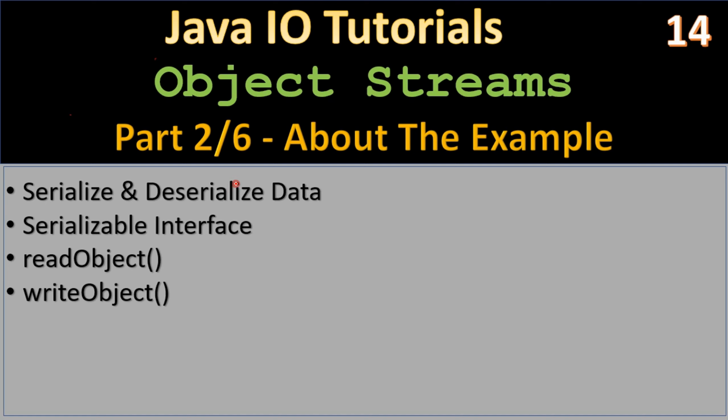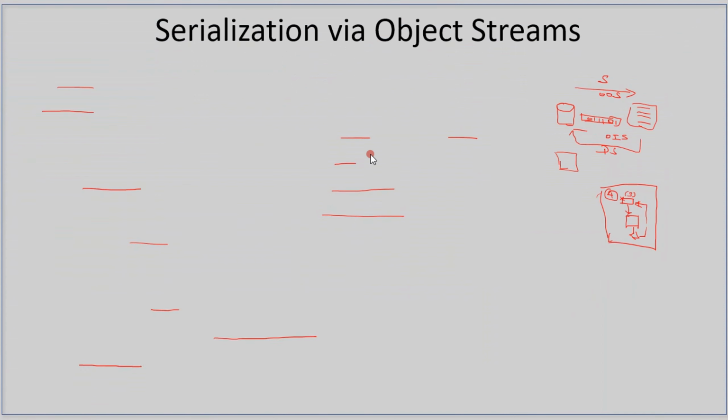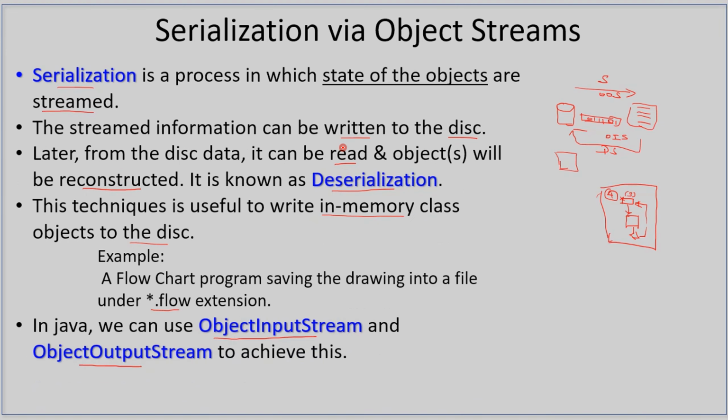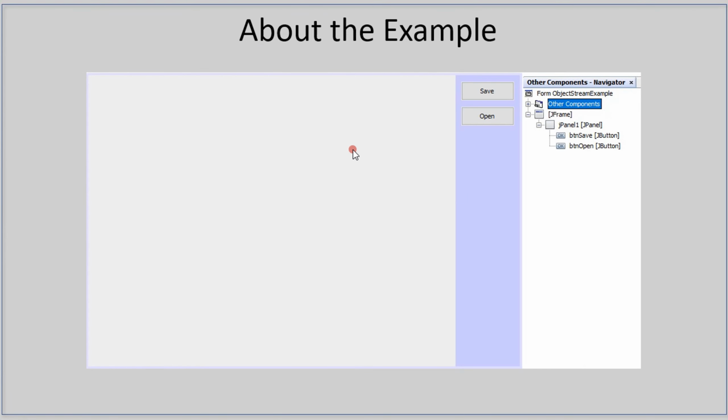Now you are watching part 2 of the subseries Object Serialization and Deserialization. In this video, we will talk about the example which we are going to create in the next 4 videos. Alright, this is the example we are going to create here.